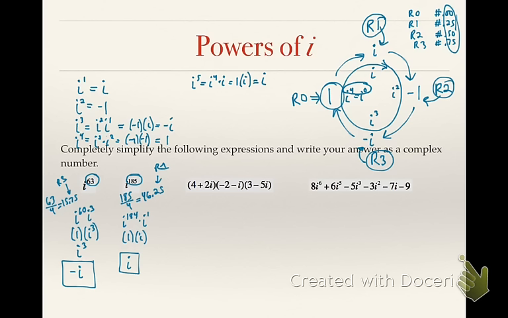So, for instance, if I were to add another example, say let's say i to the 50th power. If I do 50 divided by 4, that gives me 12.5. So this is going to be the same as i squared, because 0.5 is remainder 2, which is going to be negative 1. Okay. It's a nice little trick.